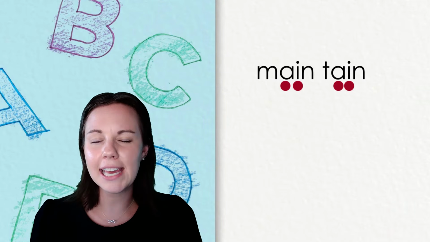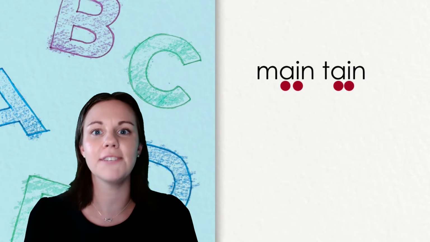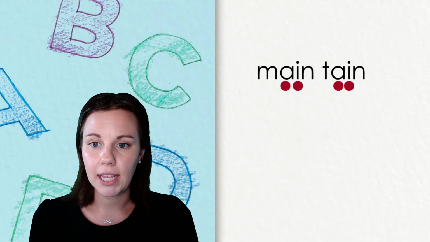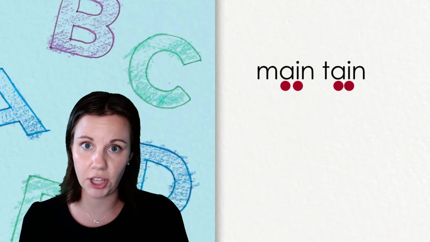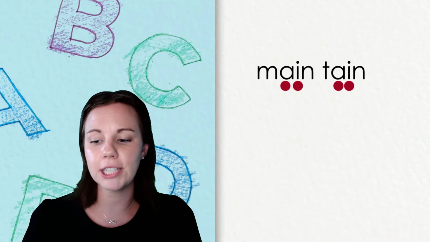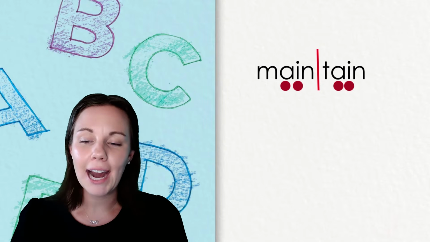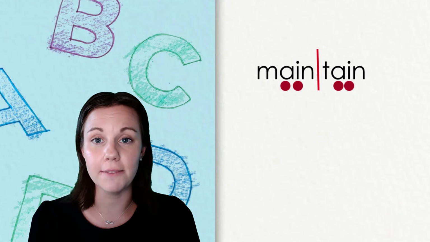I'm zooming in for my next step. I'm looking closely to see where I might be able to divide this word into its syllables. It looks like we have 2 consonants next to each other in the middle. That usually gives us a clue that we should split the word right there. Now we have our 2 syllables, and it's time to read each one.